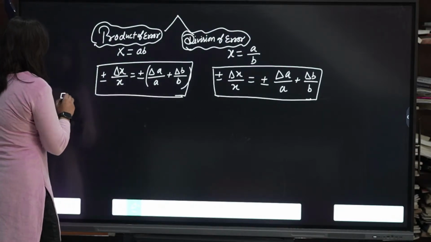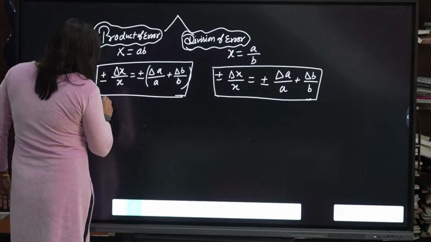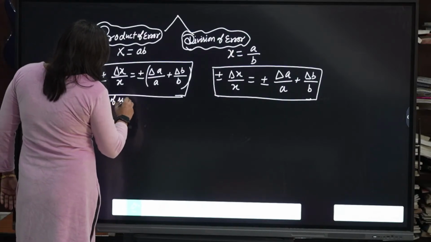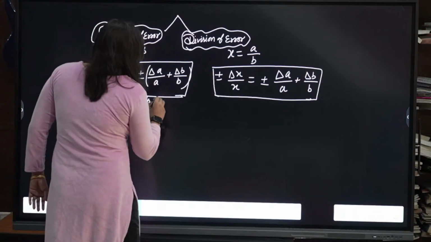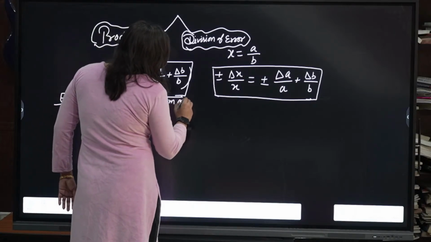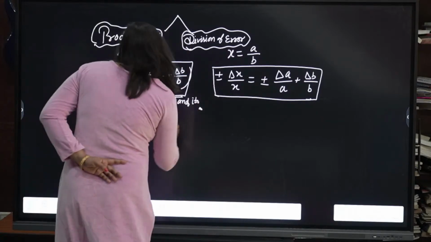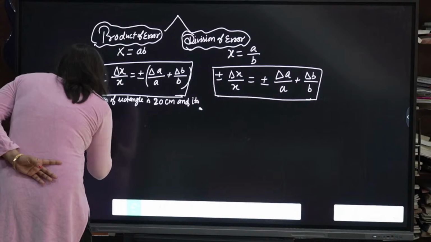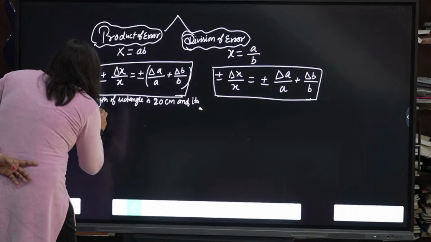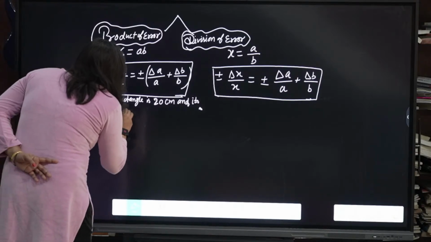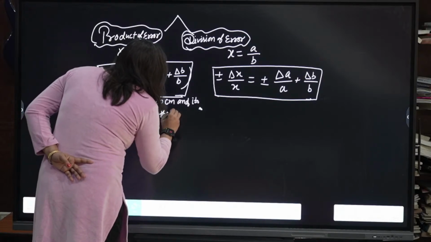Examples. If the length of a rectangle is 20 centimeter and its breadth is 10 centimeter, find the area of the rectangle.